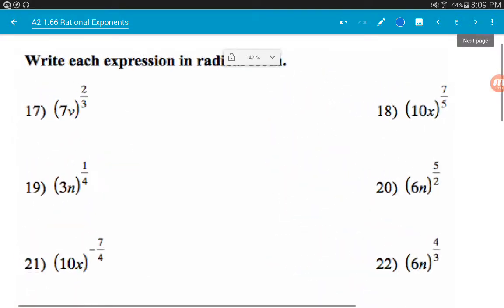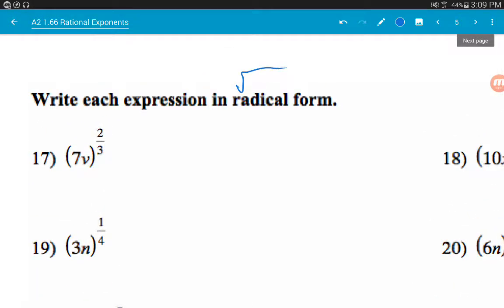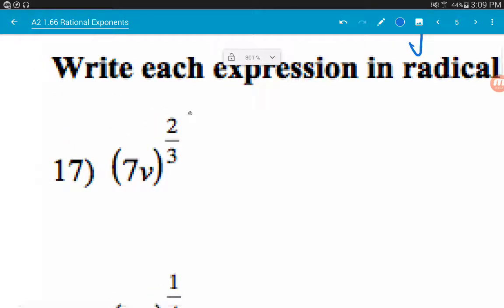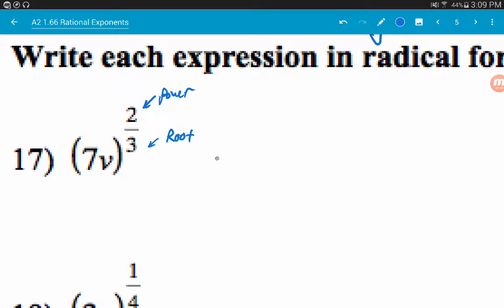Write each expression in radical form. The radical is also square root, or roots in general, or radicals. So if I'm doing this, question 17, I have 7v raised to the 2/3 power. So remember, this is going to be the power, or the exponent, and this is going to be the root. So it doesn't matter which one you want to write first. I usually do the root first just because I would rather shrink something before making it bigger. It's easier to deal with those numbers if we were evaluating. So what I'm going to do is I'm going to say 7v underneath a third root raised to the 2nd power.